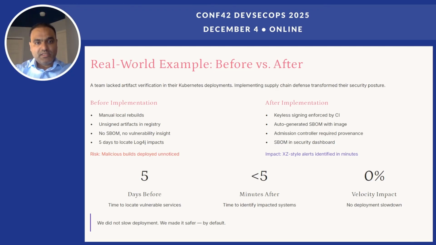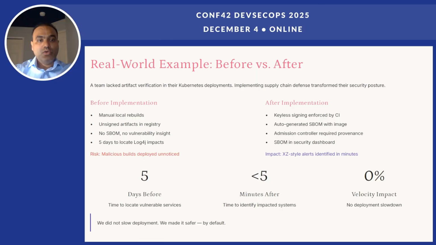Before implementing supply chain defense, one team was deploying microservices to Kubernetes. Their pipeline was fast but not verified. Developers could push local images into the registry, SBOMs were inconsistent, and provenance wasn't enforced. When the Log4j crisis hit, it took almost a full week just to locate the affected services.